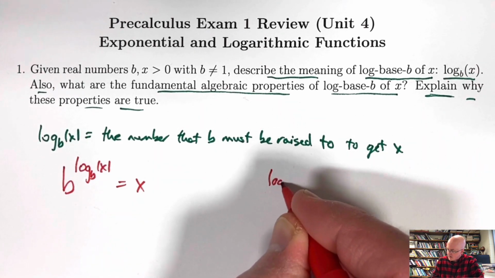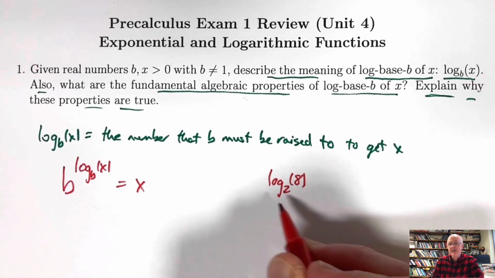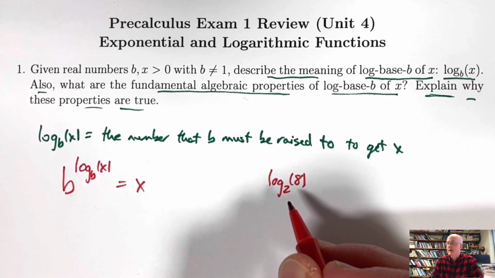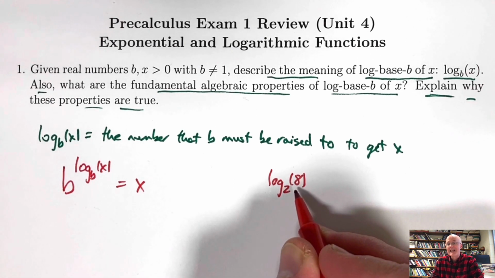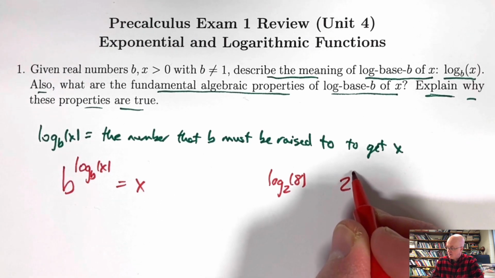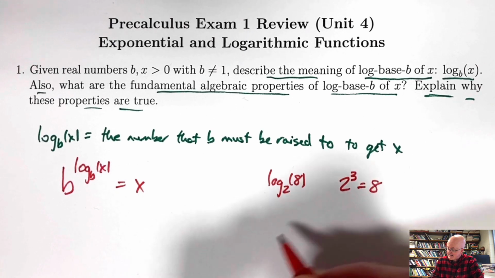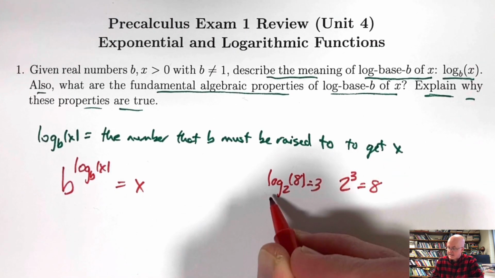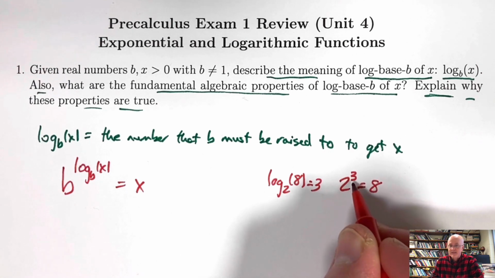What is log base 2 of 8, for example? This entire symbol represents one number. It represents the number that 2 must be raised to in order to get 8. Well, a little bit of experimentation should reveal that you've got to raise 2 to the 3rd power to get 8. So that means this number, log base 2 of 8, must equal 3. That's the exponent 2 must be raised to get 8.